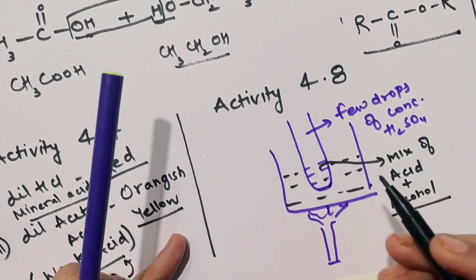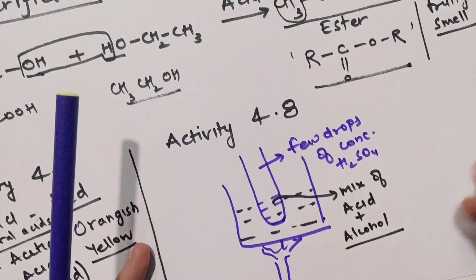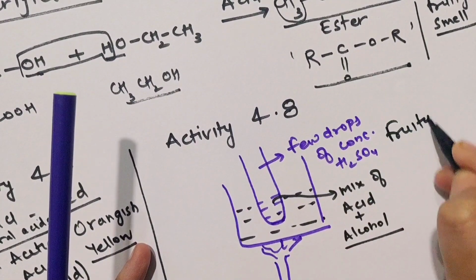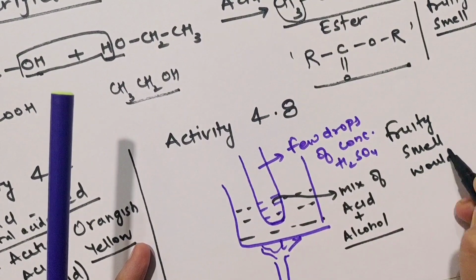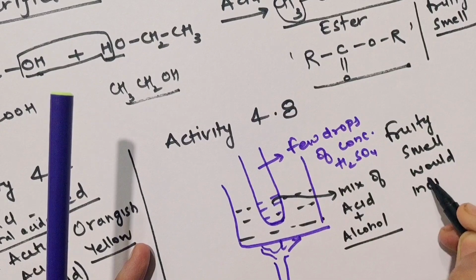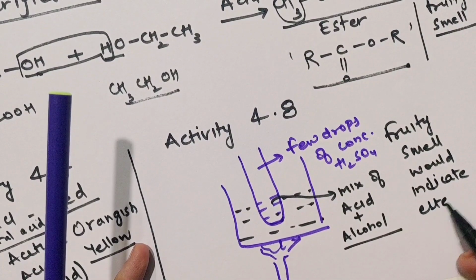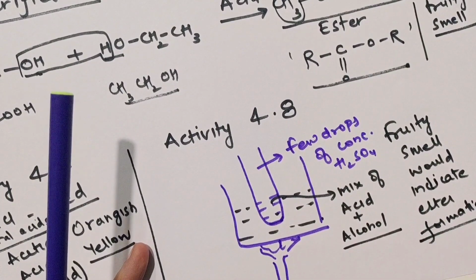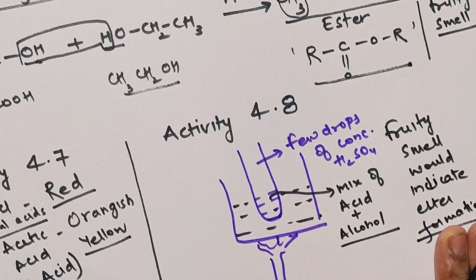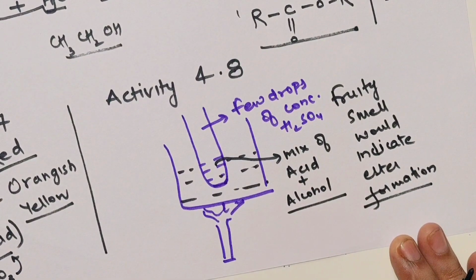you would get a fruity smell, and a fruity smell would indicate that ester is formed. Okay, so this is your activity 4.8.